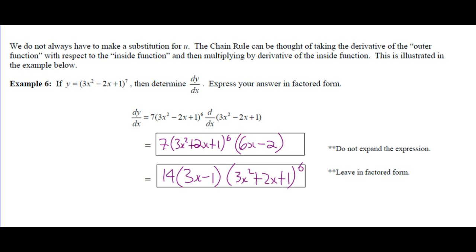So this is really how we want to think about it, right? It's the derivative of the outside function. So what's the outside function, right? It's raising something to the 7th power, right? So it's 7 times that to the 6th times the derivative of the inside function, which is that 3x squared minus 2x plus 1.